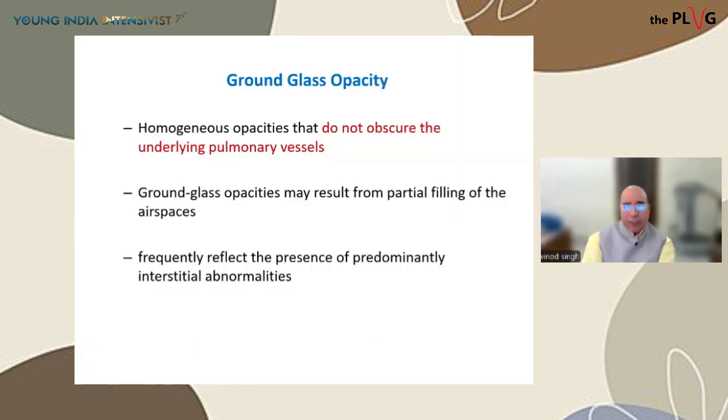Now, ground glass opacity. Since COVID time, you have found many discussions on ground glass opacity. What is ground glass opacity? This is a homogeneous opacity that does not obscure the underlying pulmonary vessels. The ground glass opacity may result from partial filling of the air spaces, and it frequently reflects the presence of predominantly interstitial abnormality or alveolar abnormality.